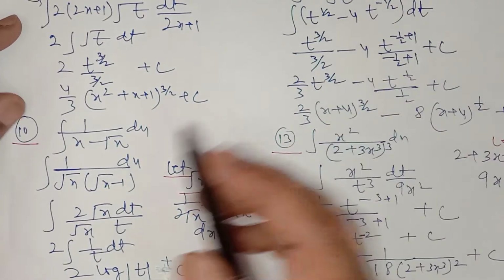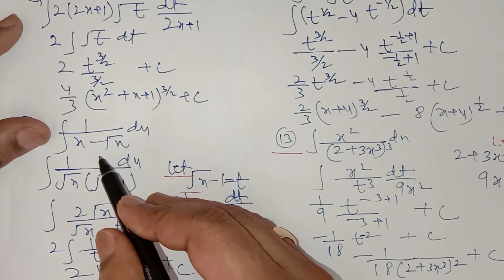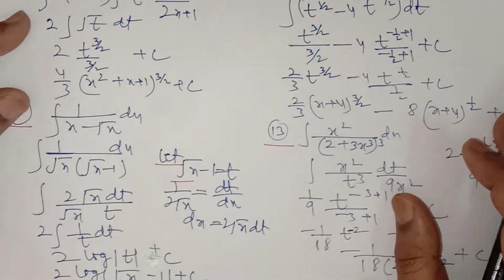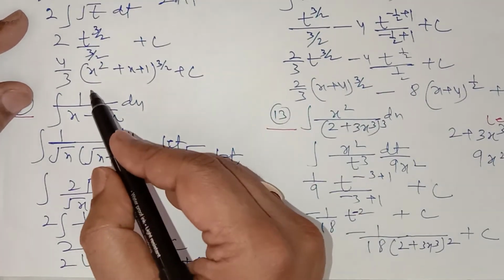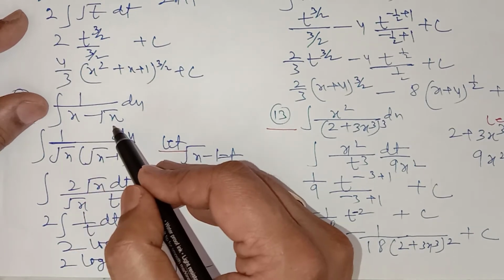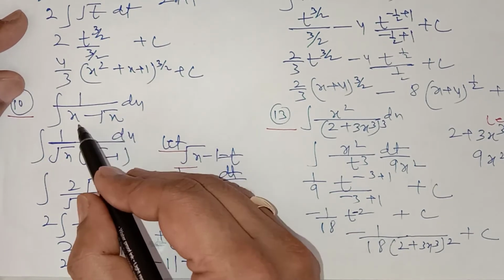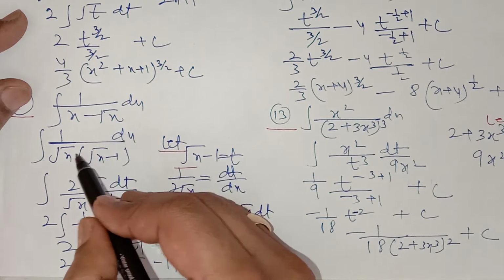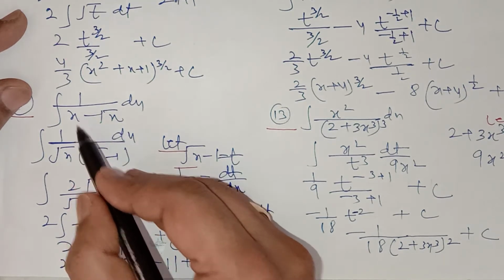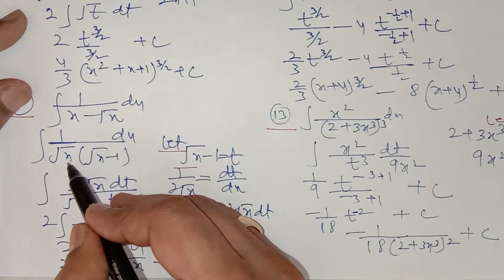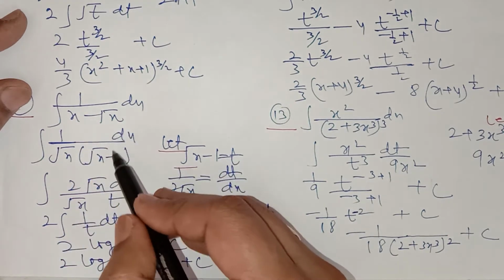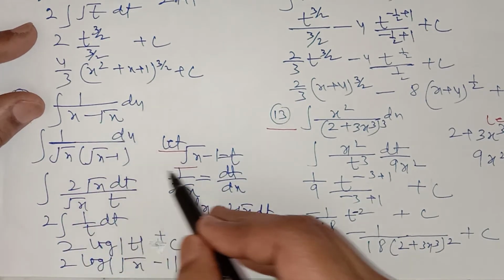This question number 10 is somewhat different. It is a unique step to do this question. It is 1 upon x minus root x. Now I am taking root x common in x and root x. So if you take root x common from x, it will be equal to root x. So 1 upon root x is root x minus 1. Now you can take root x minus 1 is equal to t.